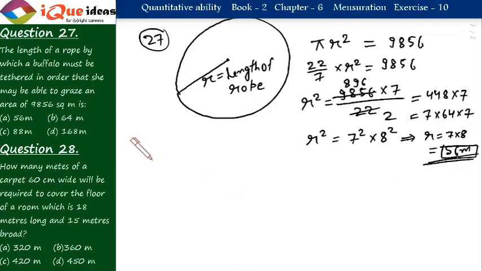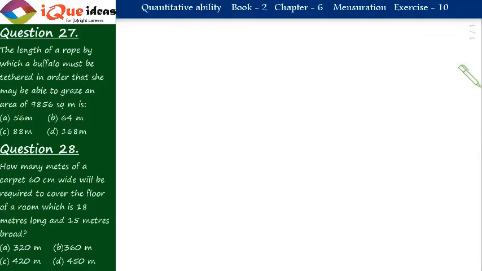Okay, so the length of the rope should be equal to the radius of that circle. So it is equal to 56 meter. Now let's take up the next question, question number 28. How many meters of carpet 60 centimeter wide will be required to cover the floor of a room which is 18 meter long and 15 meter broad?